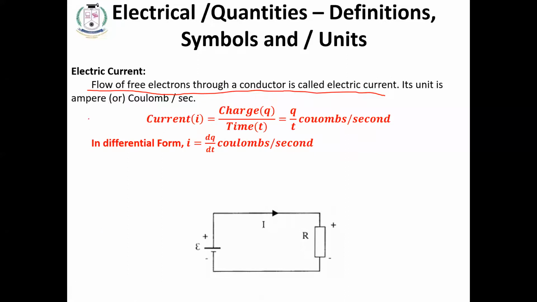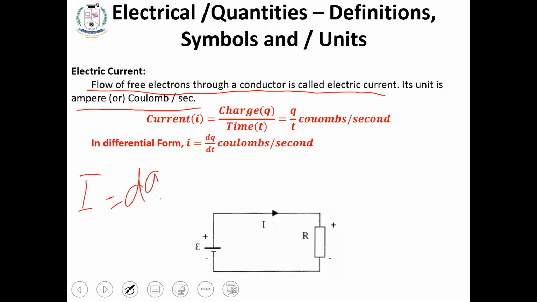What is the unit for electric current? Ampere, or coulomb per second. Ampere is a technical term we use in day to day life, amps. What is the current rating? We say amps. So amps is the unit for current. And what is coulomb per second? I have already defined it. I equals dq by dt. Flow of free electrons with respect to time is called current.